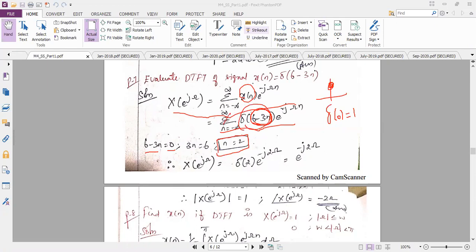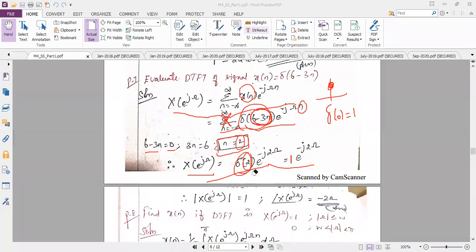If I have only n value 2, then I can omit the summation in the next step. So x of e power j omega is equal to delta of 2, since I just found the n value is 2. In place of n, I can substitute e power minus j 2 omega. Delta of 2, or whatever the value, has an amplitude of 1. So x of e power j omega is equal to e power minus j 2 omega.